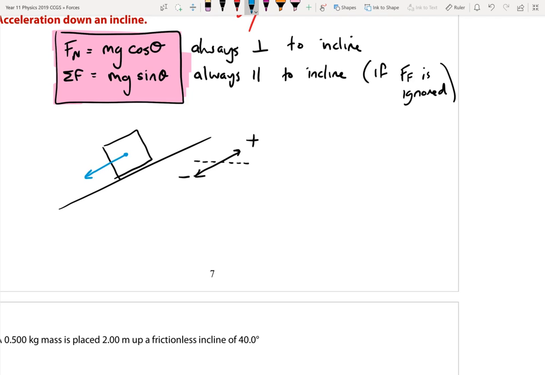In which case, this forward vector will be mg sine theta. The backwards vector will be the force of friction. Okay? It's a cheat. It's a cop-out. We know that this is not a real force. This is the vector sum of normal and weight. But if we resolve our vectors onto that incline, then friction will oppose the net force.